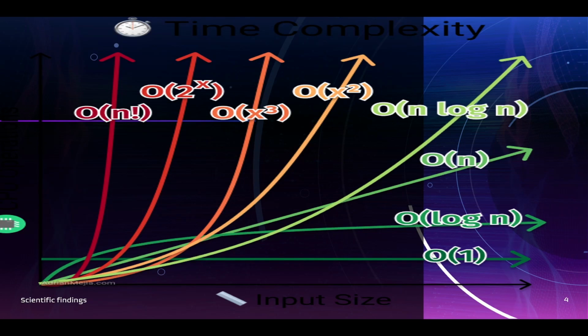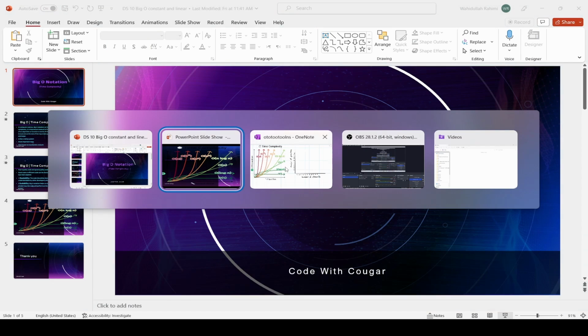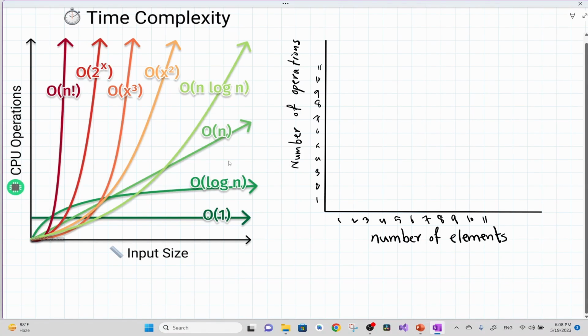So basically, there are different types of big O notation or time complexities. In this video, we are going to talk about some of the commonly used time complexities. For example, we have constant time complexity, logarithmic time complexity, linear time complexity, linear logarithmic time complexity, quadratic time complexity, polynomial time complexity, exponential time complexity, and factorial time complexity. So let's talk about constant time complexity.